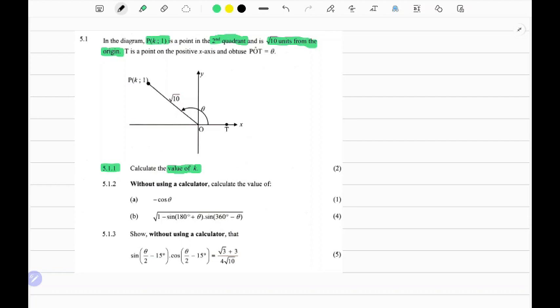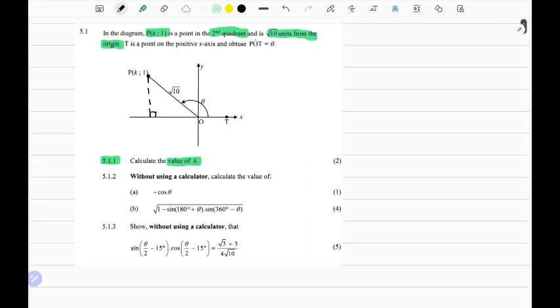To find the value of k, we need to drop a perpendicular. In terms of the coordinates, this point here is k units and 1 unit above. So we can use Pythagoras theorem to find the value of k.